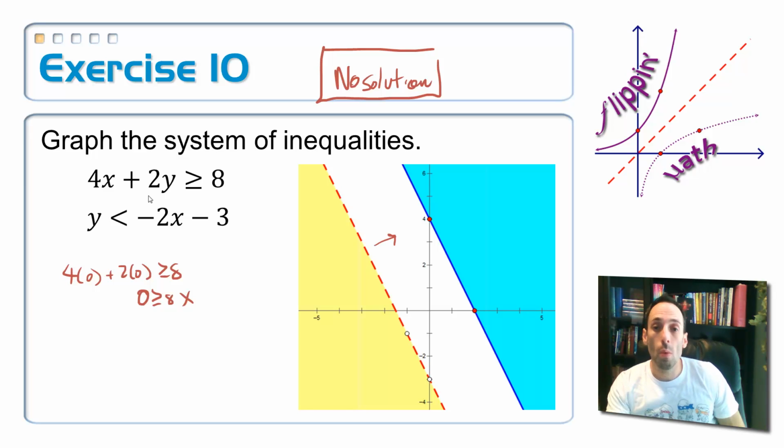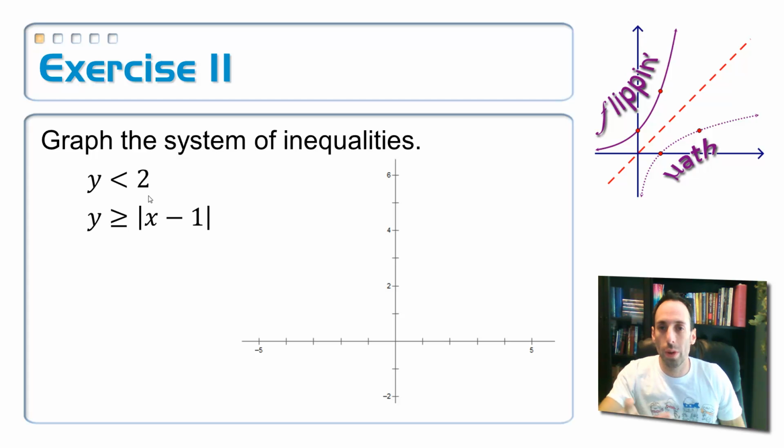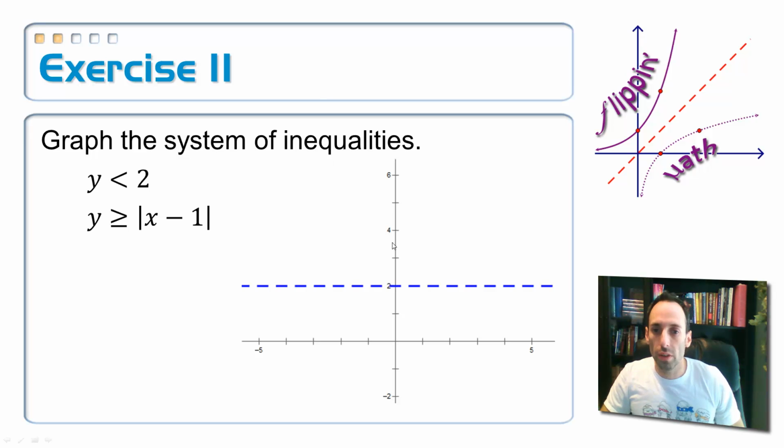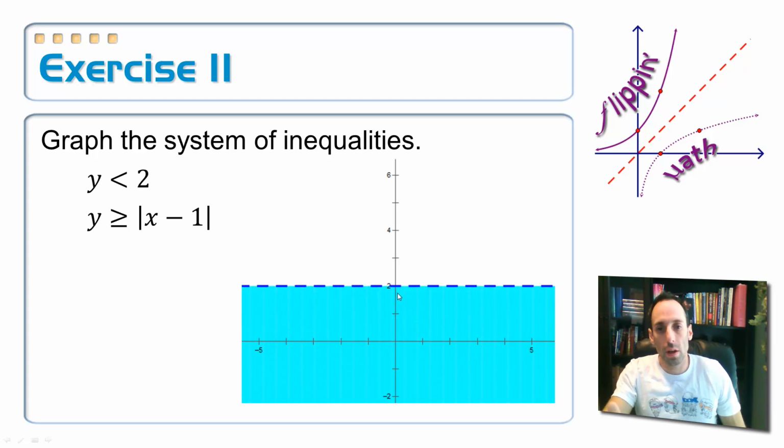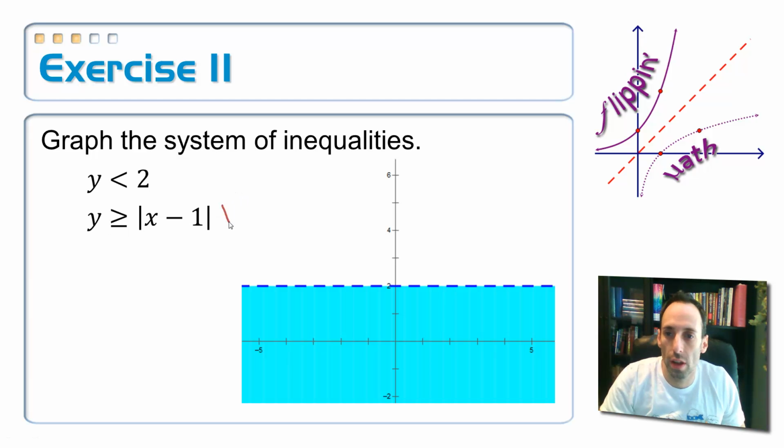Okay, let's do one more of these together, and then I'll give you some to try on your own. This one, I'm going to throw in an absolute value. Whoa. It works the same way. For the top equation, y is less than 2. If it was y equals 2, that would be a horizontal line through 2. This one is dashed because it's not equal to, so let's throw that horizontal dashed line in there. Y is the line, and we want everything less than that line, so this is going to go down below. Ta-da!